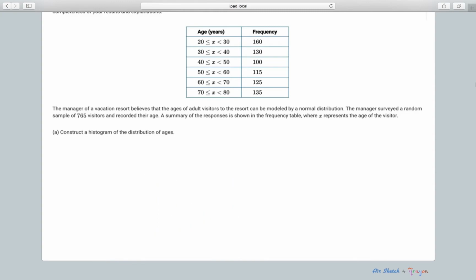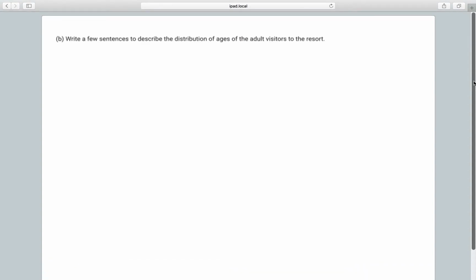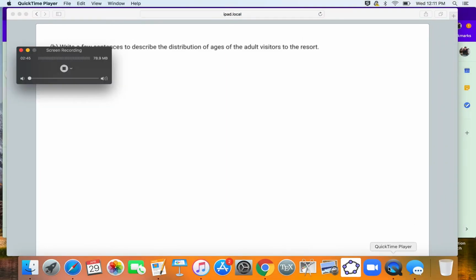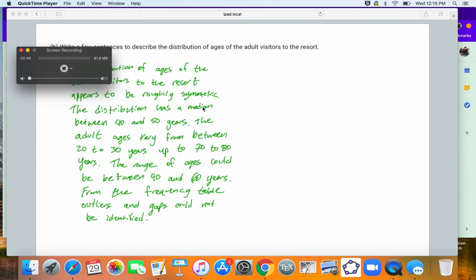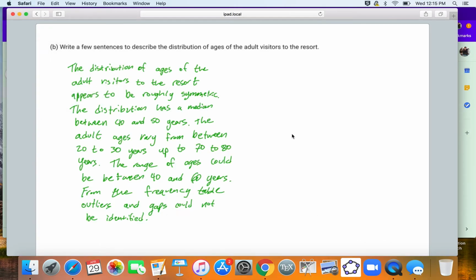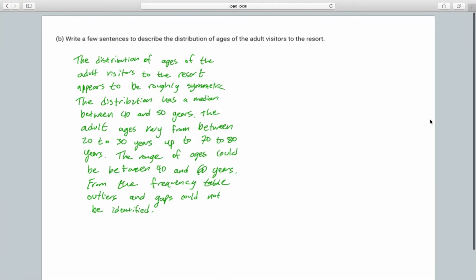Let's move on to this next part. Write a few sentences to describe the distribution of ages of the adult visitors to the resort. Okay, so I said the distribution of ages of the adult visitors to the resort appears to be roughly symmetric. It has a median between 40 and 50 years. The adult ages vary between 20 to 30 years up to 70 to 80 years. The range of ages could be between 40 and 60 years. And from the frequency table, outliers and gaps could not be identified.